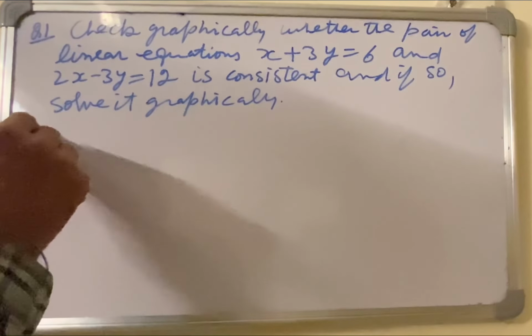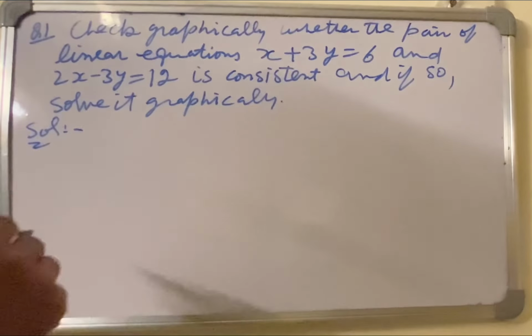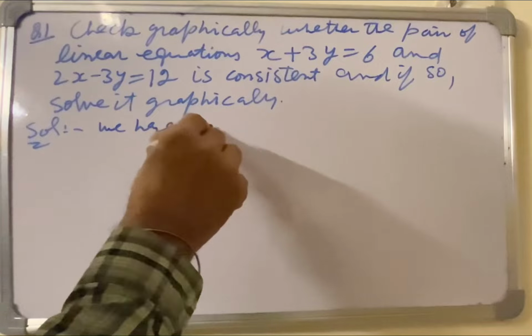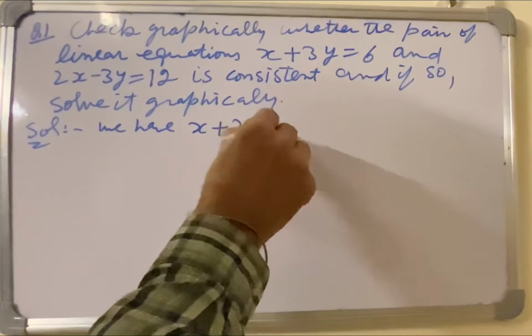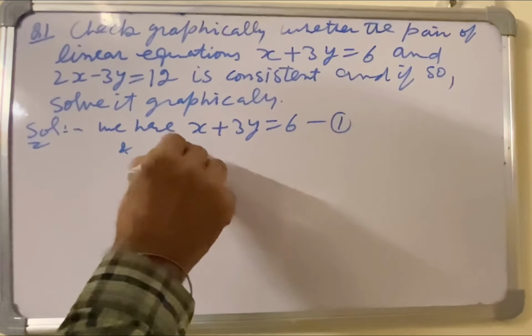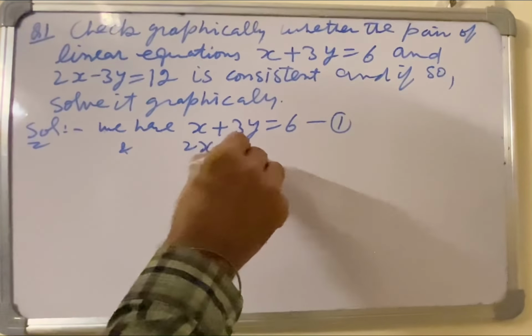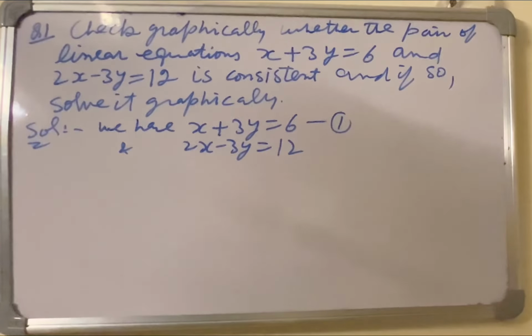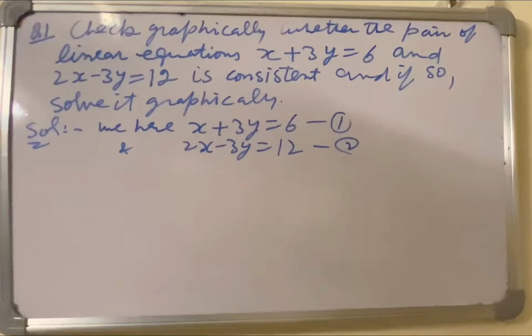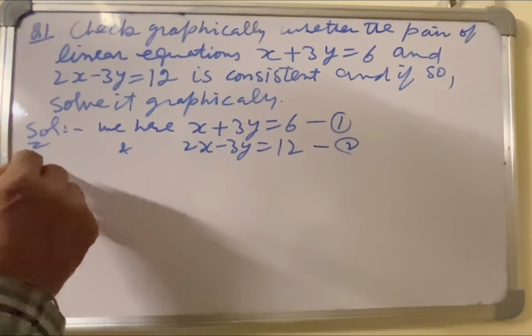Solution: we have x plus 3y is equal to 6. This is first equation, and 2x minus 3y is equal to 12. Second. Now first of all, we shall find the set of two solutions for equation 1 and then for equation 2.